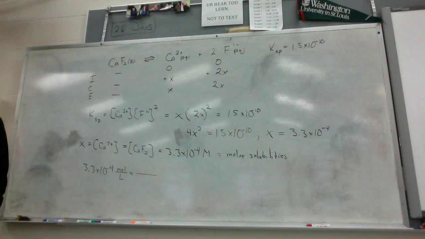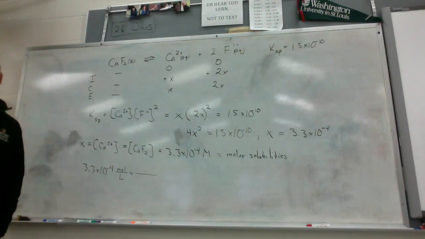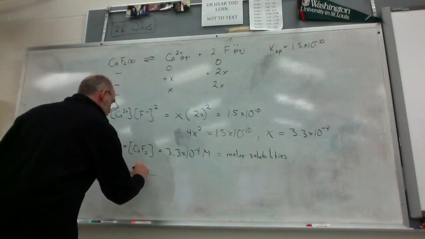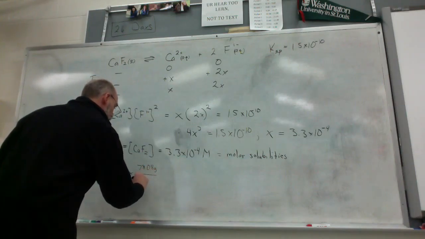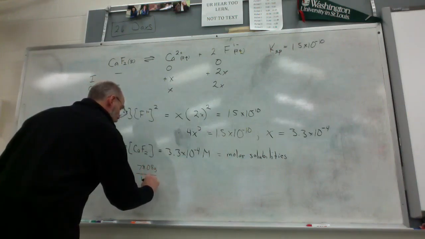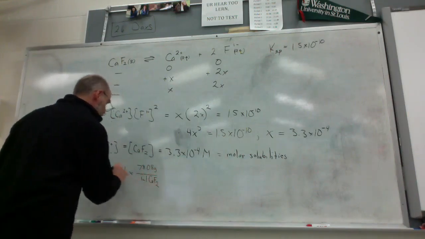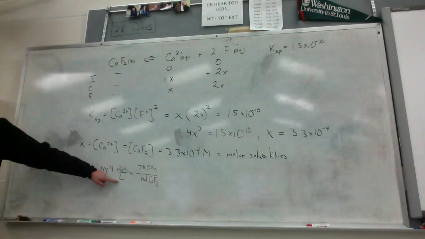Oh, you already did it. Okay, so you add up all the atomic masses, turns out to be 78.08 grams per mole of the calcium fluoride. Awesome, so our moles cancel. But now we need to convert our liters to 100 milliliters of water.